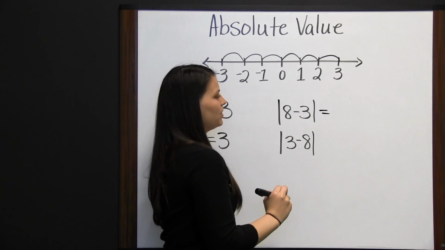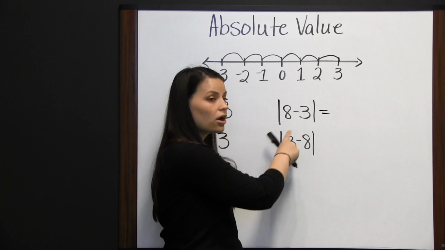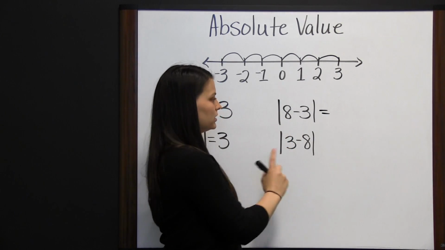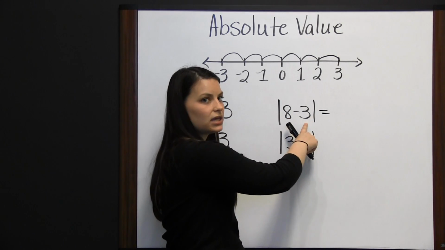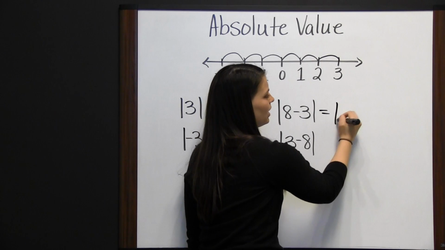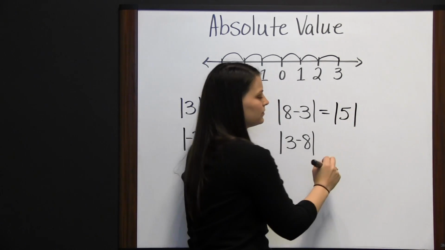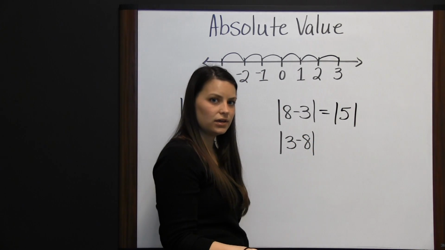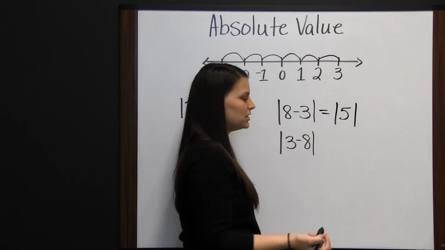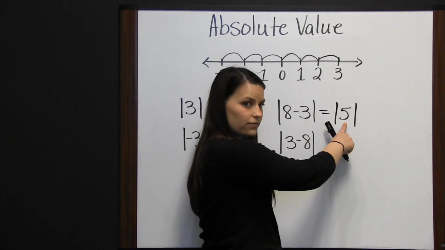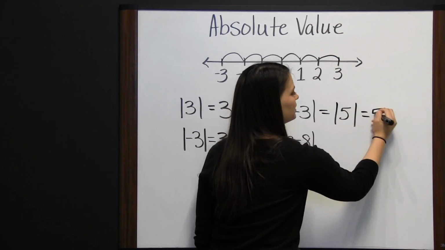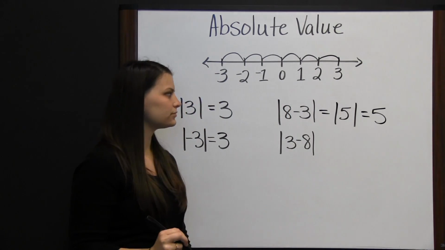Let's see how that happens. Start on the inside finding your difference. 8 minus 3 is 5. So we have the absolute value of 5. And again, absolute value is the distance from 0. 5 is 5 places from 0.